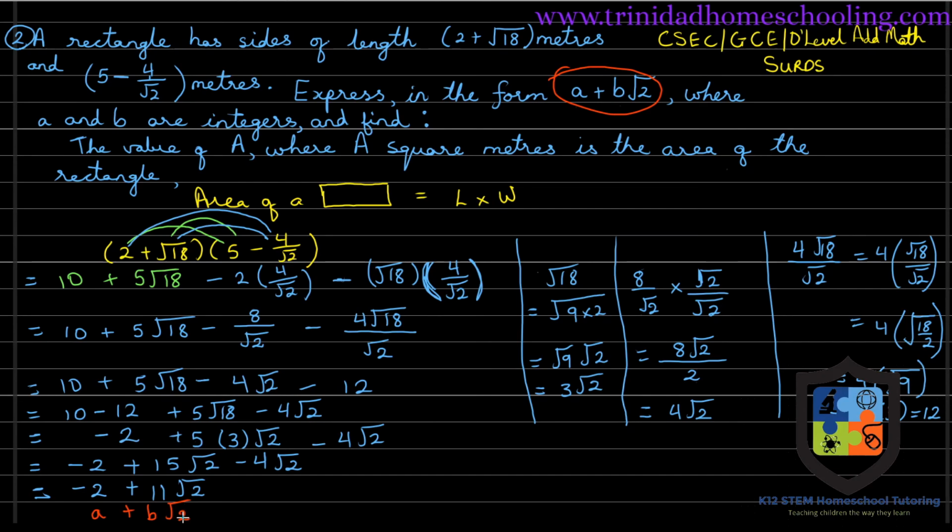If you don't like this negative here, what you could do is multiply by negative 1 and get rid of that negative sign. Or you could rearrange it and put this 11 square root of 2 in front and the minus 2 behind. But I'm going to keep it like this because this is the form that they wanted.